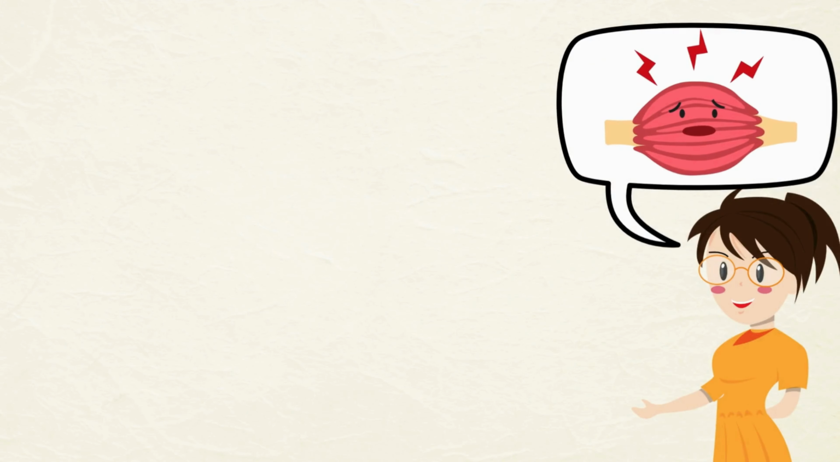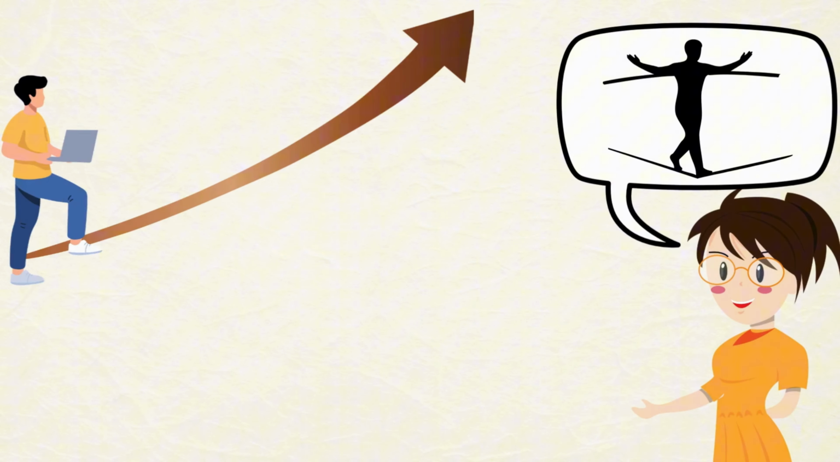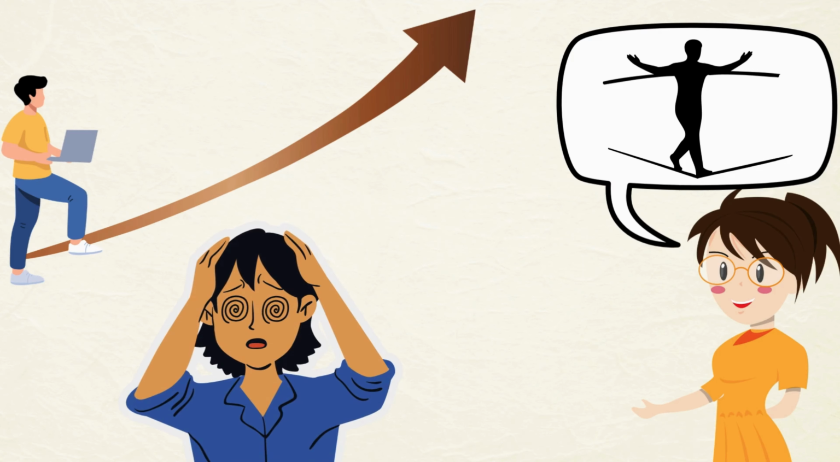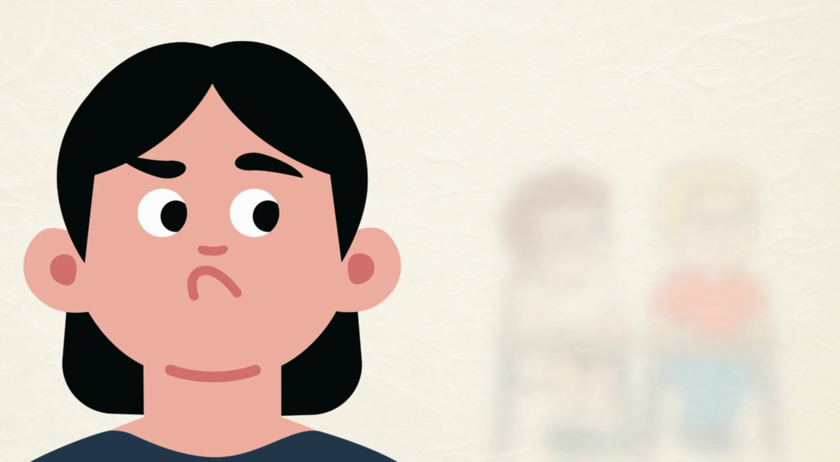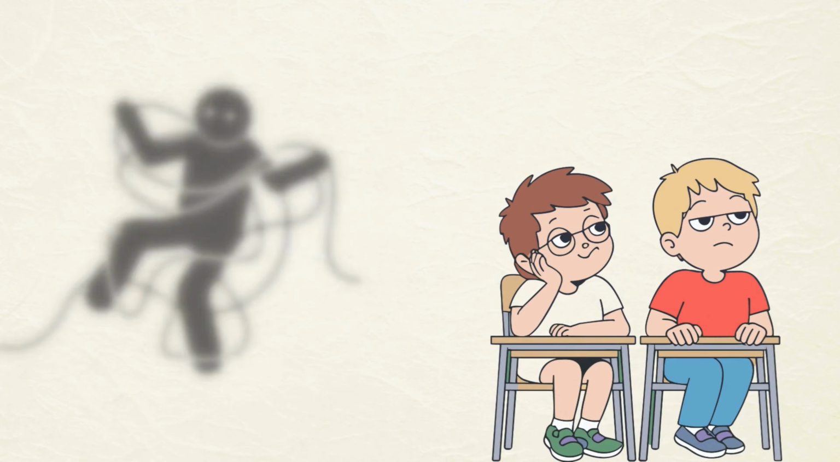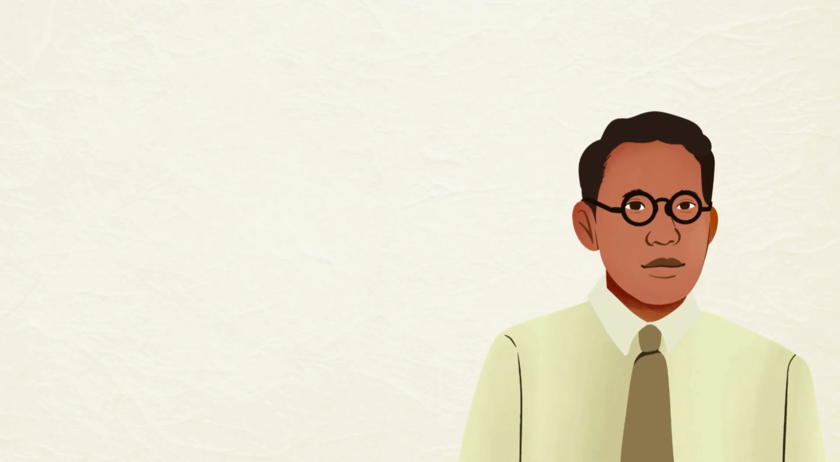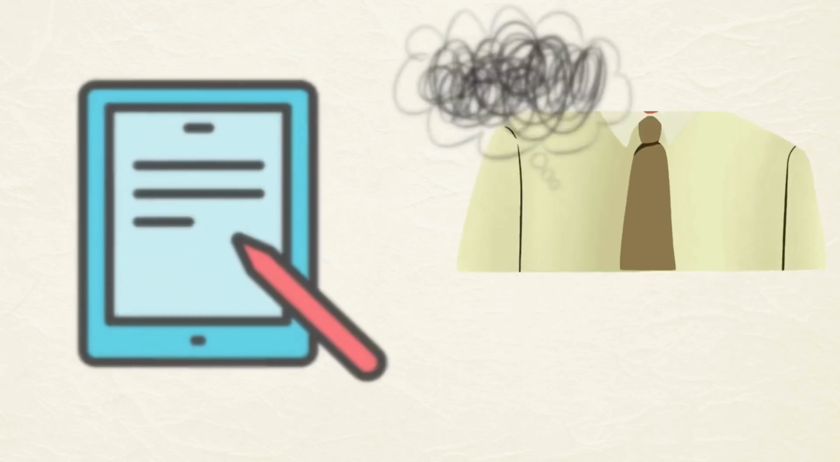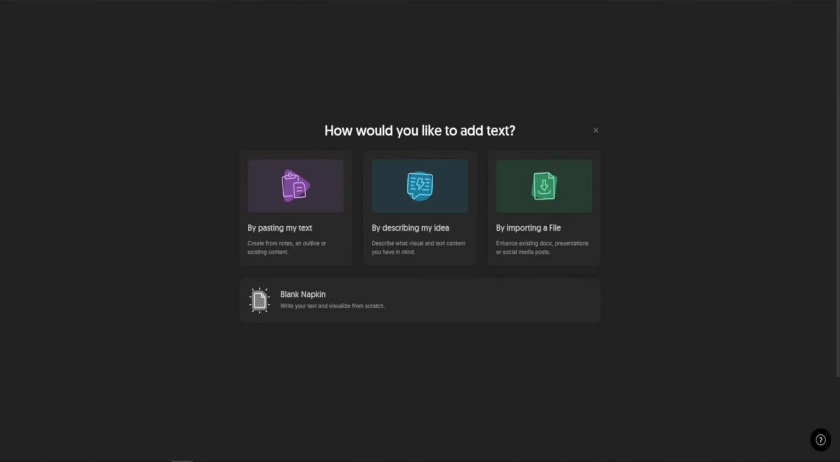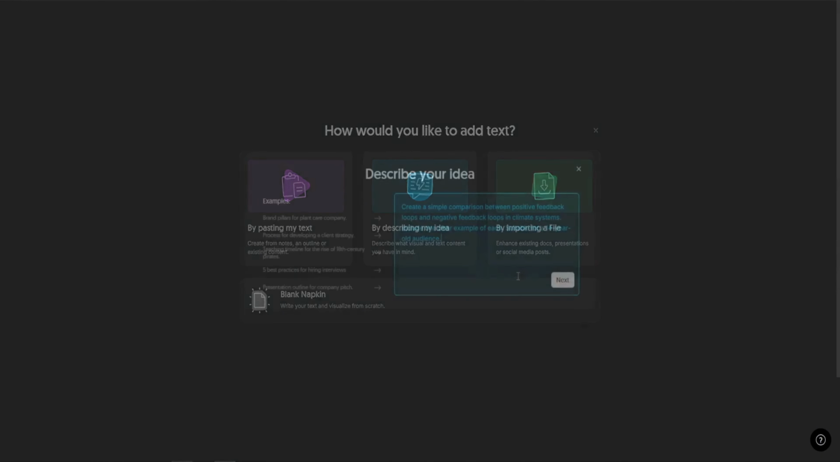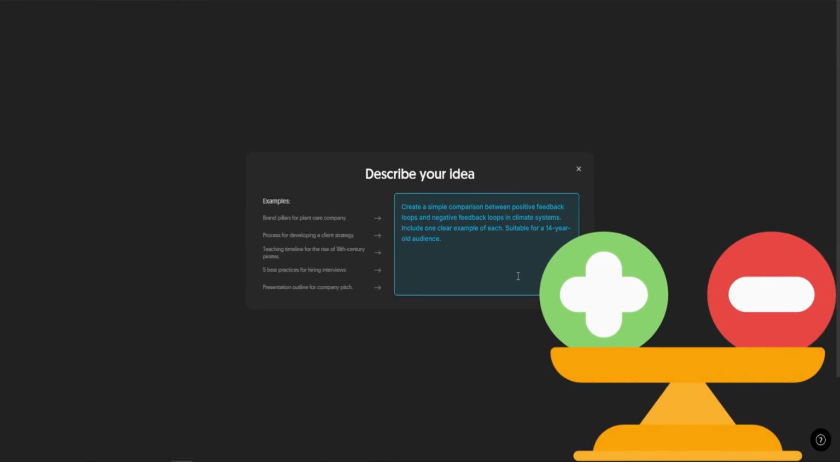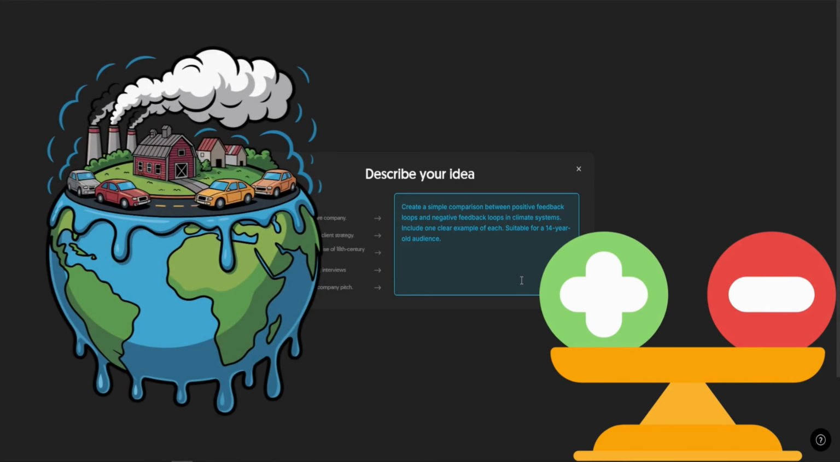She feels it, that thin line between momentum and confusion. If she answers too vaguely, they disengage. If she overcomplicates it, she loses half the room. And the principal is still typing notes. So, during a short group activity, she opens Napkin AI again. Create a simple comparison between positive feedback loops and negative feedback loops in climate systems. Include one clear example of each, suitable for a 14-year-old audience.